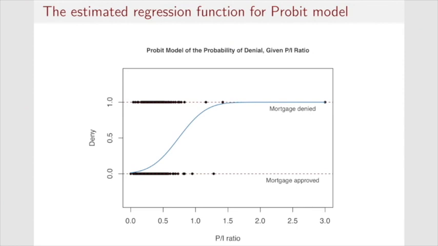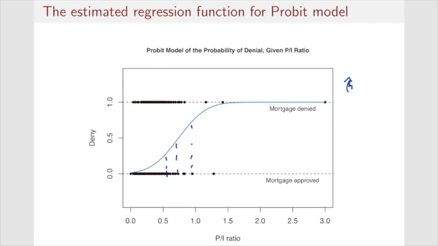Given the regression results, we can also calculate the estimated probability of denial for each level of PI ratio. And compared to the previous linear probability model, now this estimated conditional probability is nonlinear. Due to this nonlinearity, we often do not directly interpret the coefficient beta 1 hat. Because now the 1 unit increase in the independent variable X may have different effects on the probability depending on the value of X.